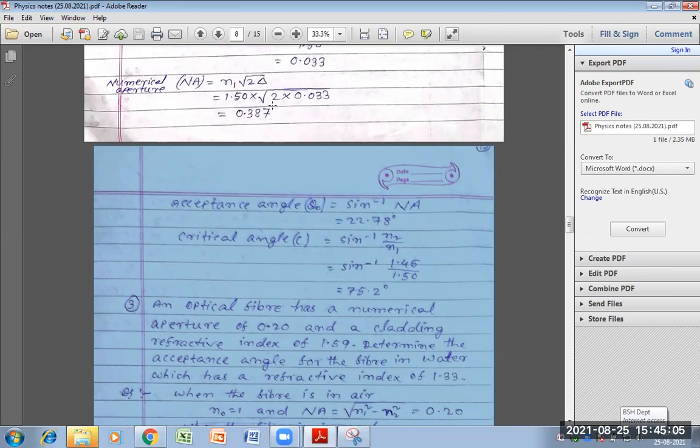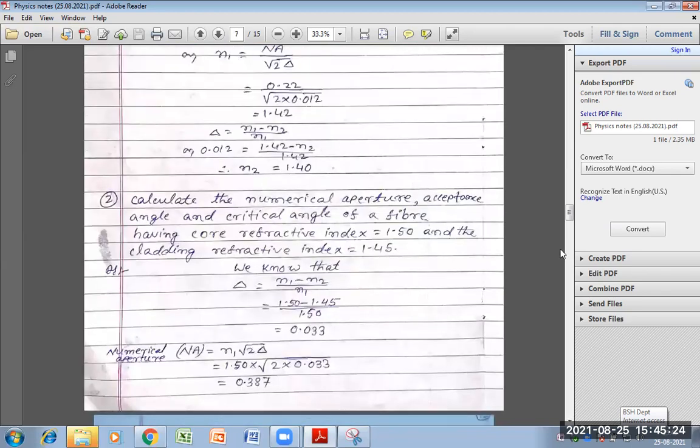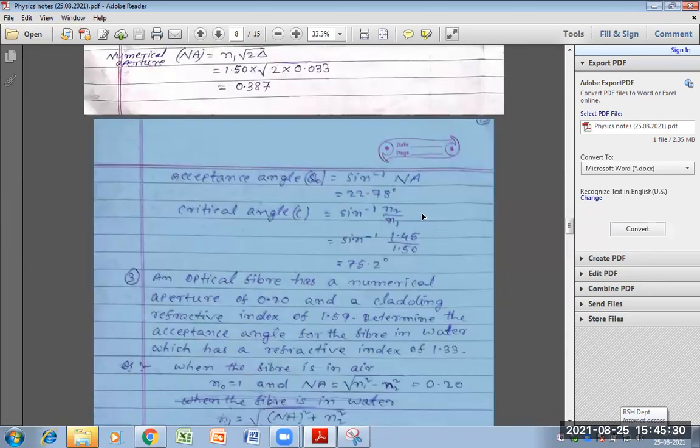Now critical angle. Again we know that the formula of critical angle is equal to sin inverse n2 divided by n1. So sin inverse, the value of n2 कितना हो जाएगा? 1.45 divided by 1.50 n1. n2 क्या है? 1.45. तो यहाँ पर n2 की जगह 1.45, n1 की जगह 1.50 is equal to 75.2 degree.